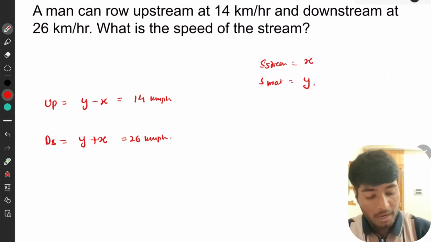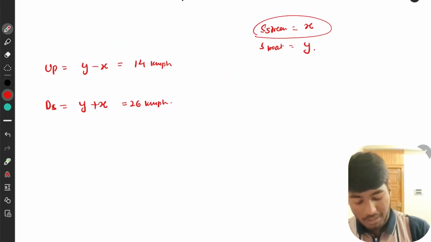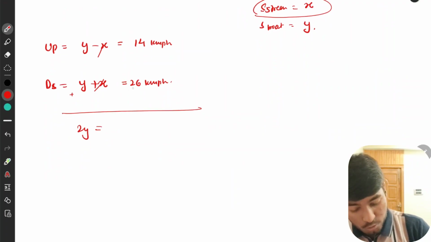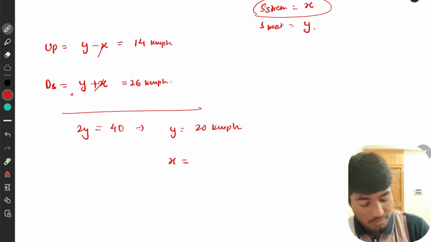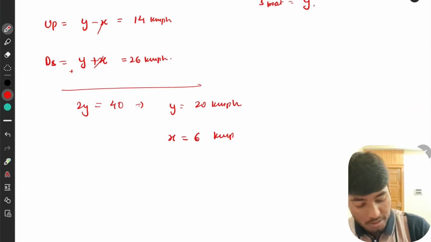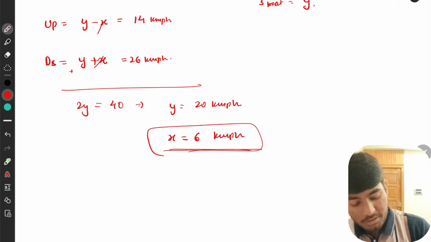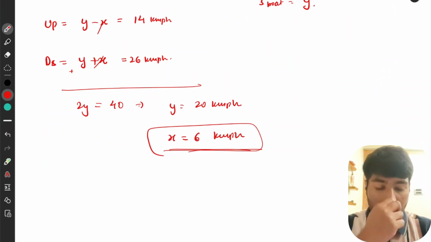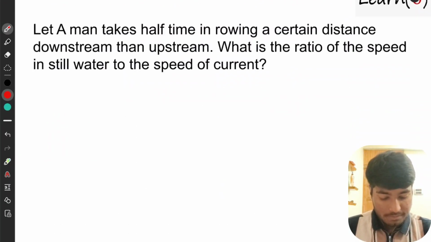What do I need to find? I need to find the value of x. So if I add both of them, what will I get? Y plus y, that is 2y, and x gets cancelled. So 2y is equal to 14 plus 26, which is 40. So y is equal to 20 km per hour. Solve this, and you will find x is equal to 6 km per hour. Is that clear? So what is the speed of the stream? The speed of the stream is equal to 6 km per hour. I hope that's clear.